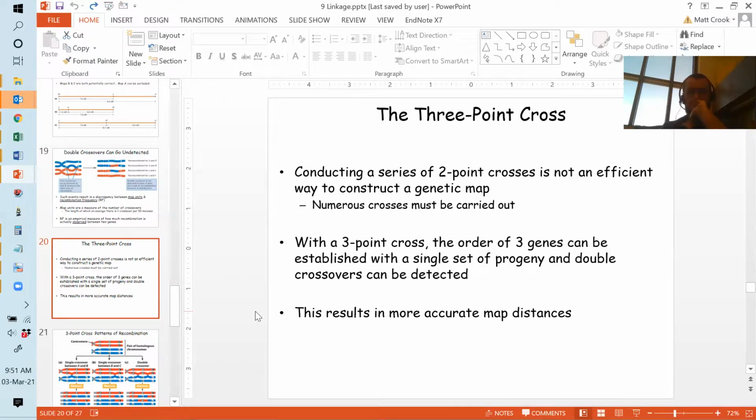So do your homework. Read again if you haven't already, but even if you have, do it again anyway, 3-point crosses, and see if some of that twigs. And whatever doesn't, we'll cover that on Friday.